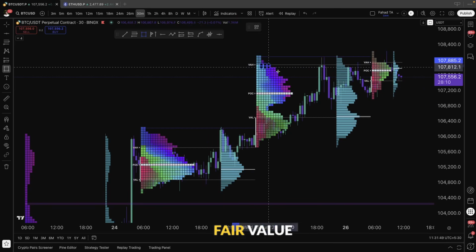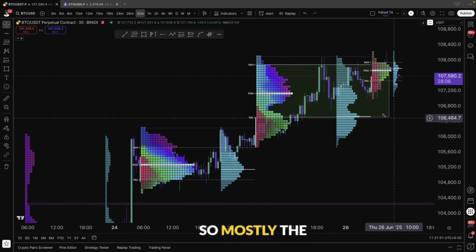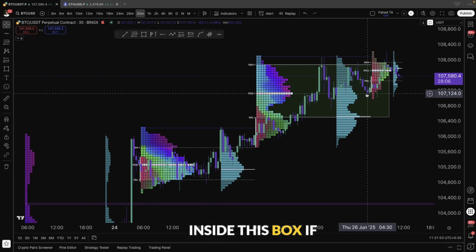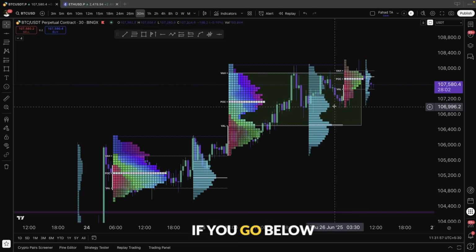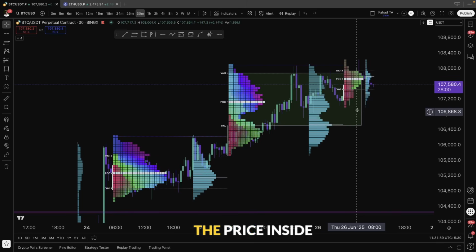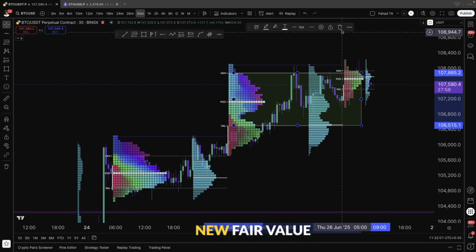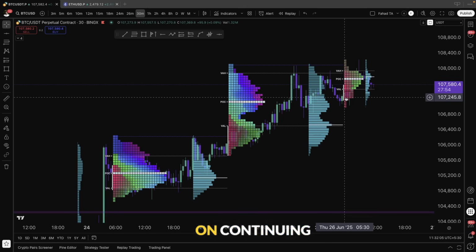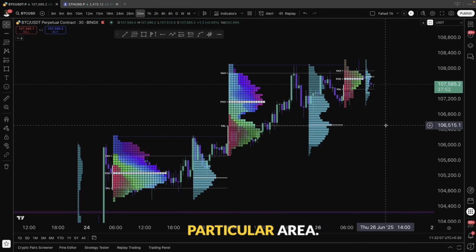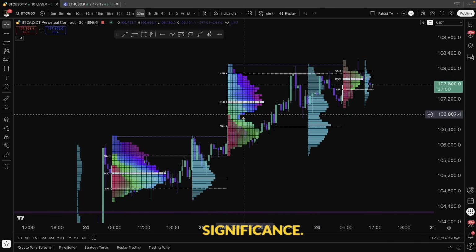But just for a brief idea, these 3 levels are the levels inside which there is a fair value for the price. So mostly the price will stay inside this box. If it gets out of it, this box will try to pull it back inside. If you go below it, again the box will try to pull the price inside. Until a new fair value area is developed, the price will keep on ranging in that particular area. So that's the significance.